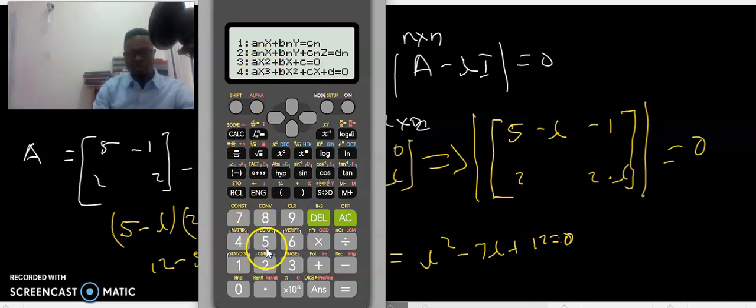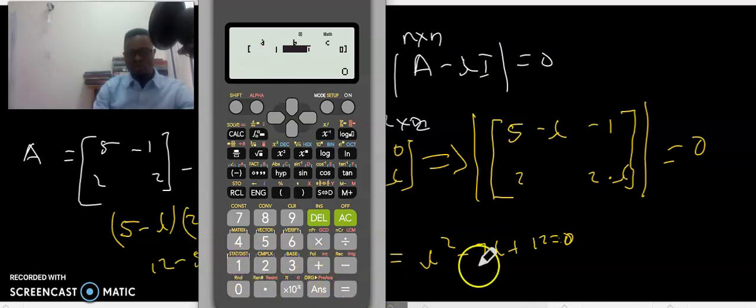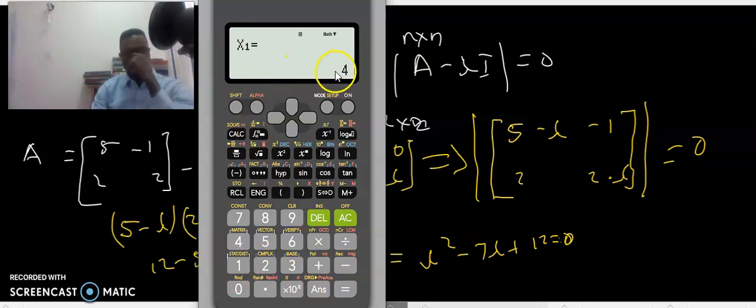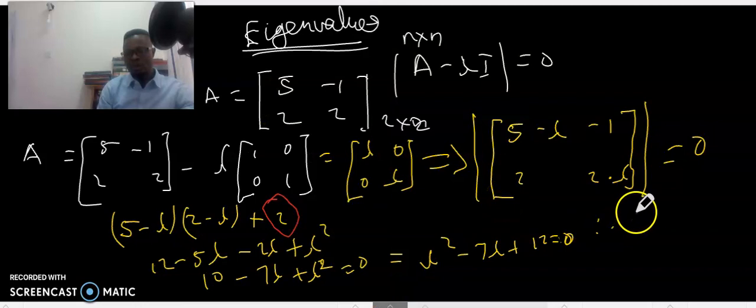So let's take quadratic. This is number 3, and let's put this value 1 is equal to -7. -7 is equal to 12. Is equal to 12. So the value for x1 is 4, and then x2 is 3. So our lambda 1 is equal to 4, and our lambda 2 is equal to 3. So these are the values of lambda 1 and lambda 2.